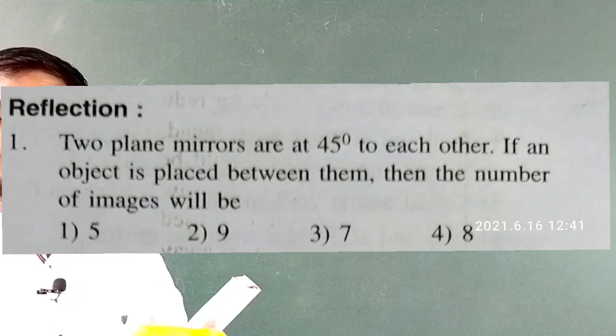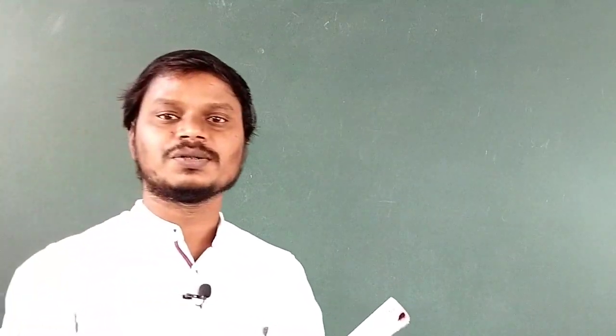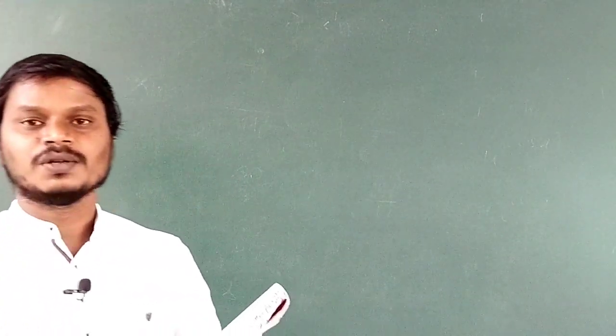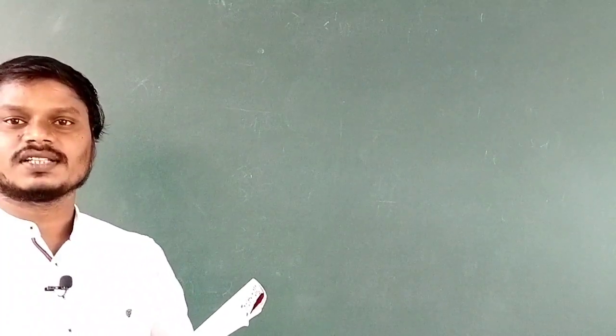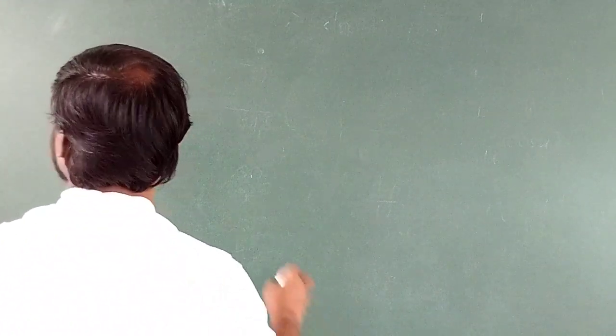What we have to find here? We have to find the number of images formed by the two inclined plane mirrors. What is the angle given between the mirrors here? That is 45 degree. So, solution for the first question.